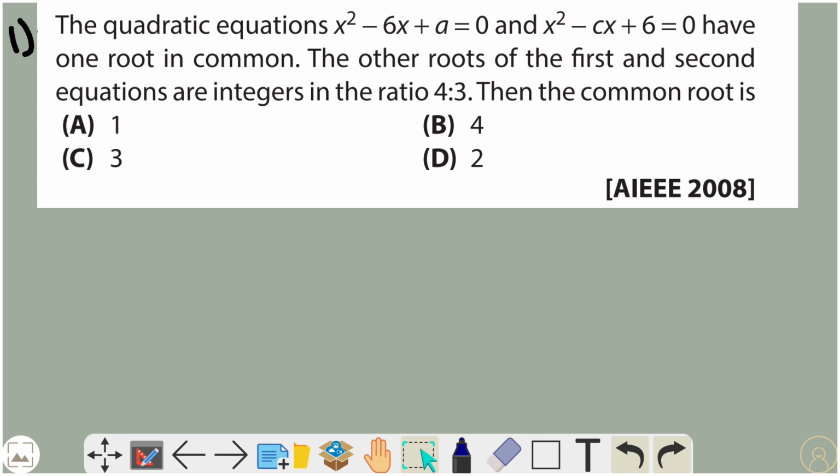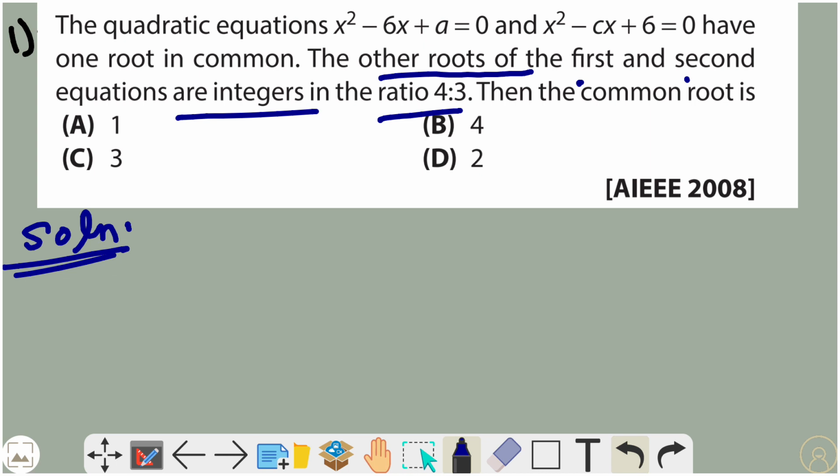So one root is common, and the other roots of the first and second equations are integers, that is, in the ratio of 4:3. Then the common root is: option A 1, option B 4, option C 3, option D 2. Okay, so, solution.